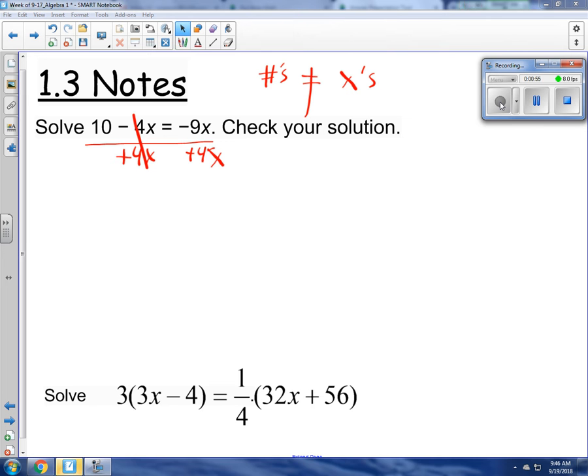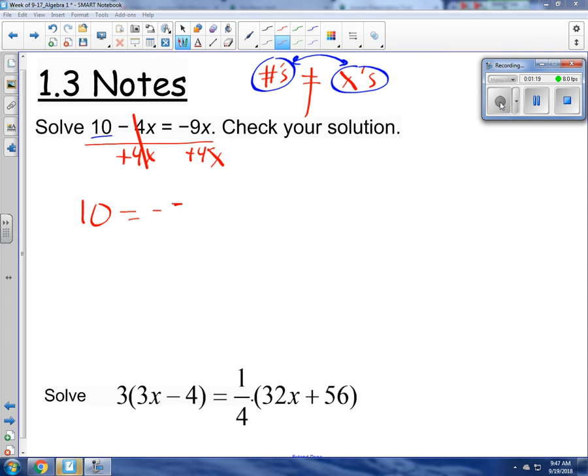Now, it doesn't matter if you have all of the numbers on the left side or on the right side. You can swap these, but you want to move all of the numbers to one side and all of the variables to the other. So when I see numbers and variables together, like a constant term and a variable term, I want to separate them. I want to move things around. I'll give you a little more detail on that in a little bit, but hopefully that makes sense. So 10 equals negative 5x.